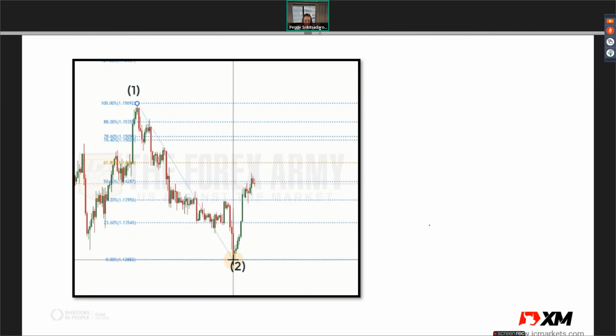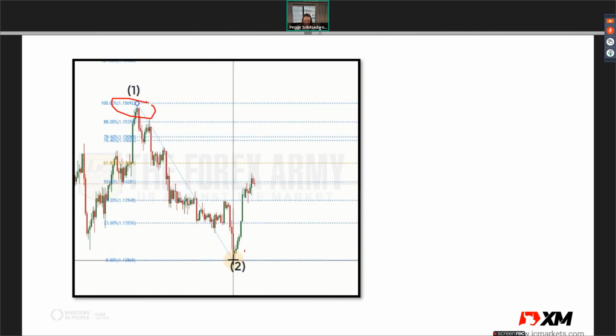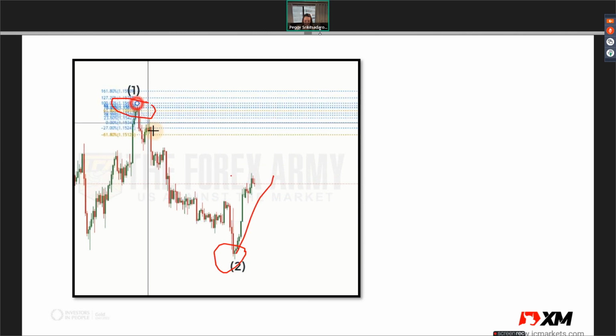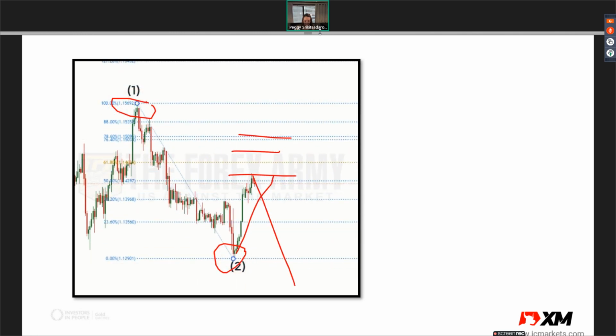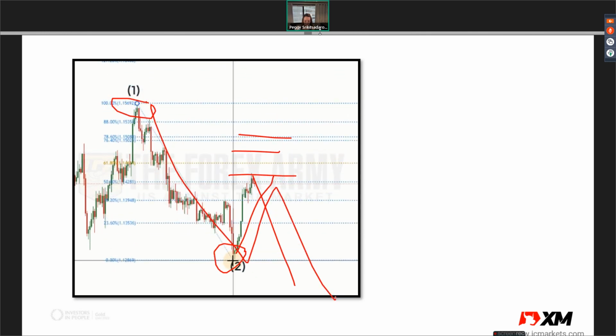Okay, always draw Fibo from your left to your right. Starting point is always 100%, and ending point is always 0. You wait for price to pull back or retreat at a certain level, and then this is your sell, because this is on a downtrend.